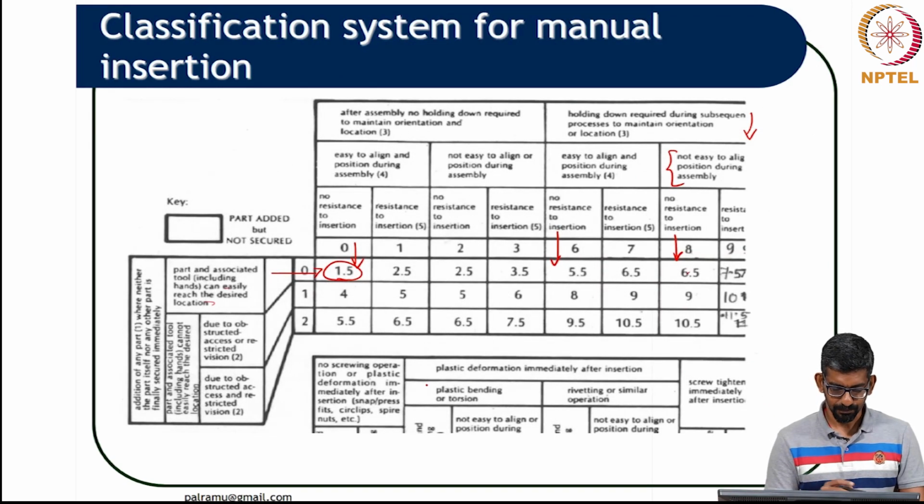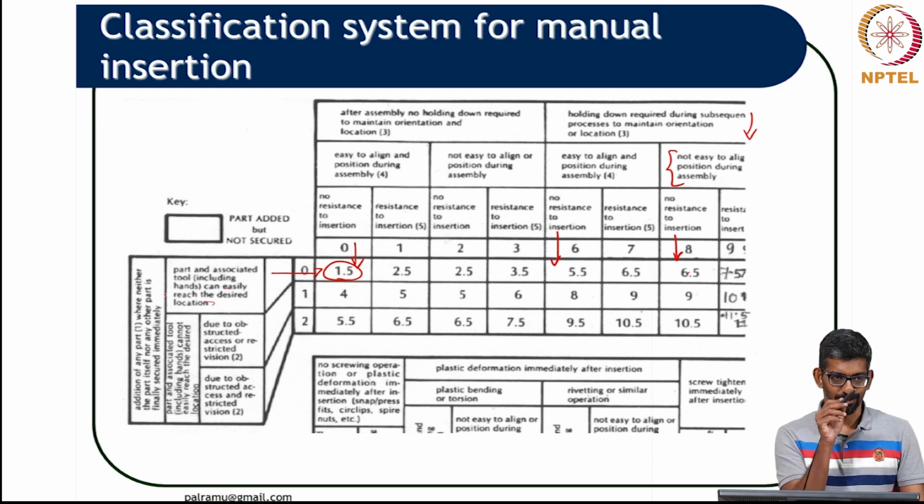Yeah. The part is added, but is it secured or not? I will read this again. Addition of any part where neither the part itself nor any other part is finally secured immediately. Upon putting the screw, is the screw secured or does it secure the other part? The first screw, if you put one screw, does it secure the other part? If you put both the screws, it does secure. You are actually talking about both the screws because you are taking 2 at a time.